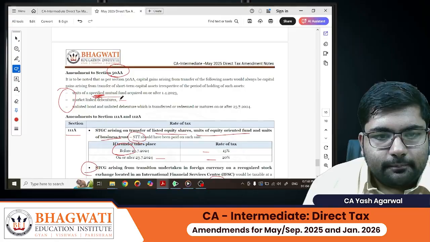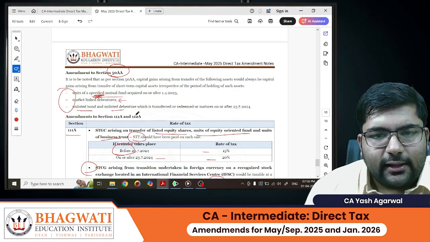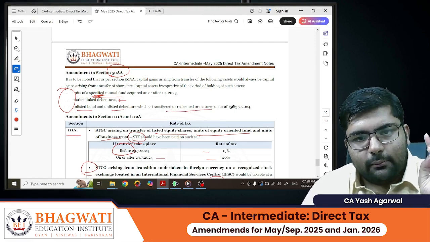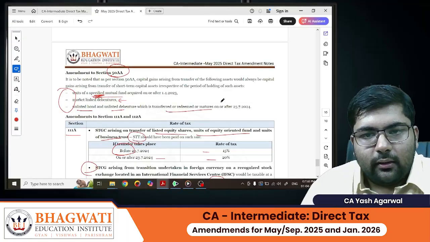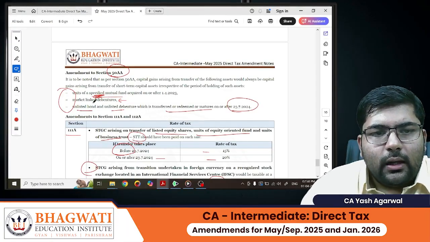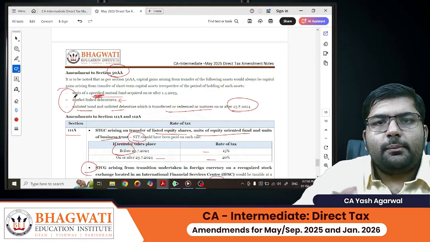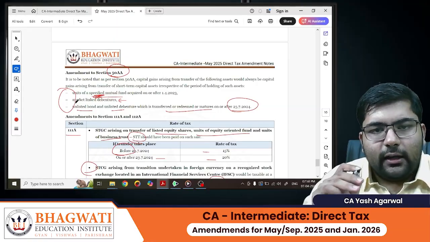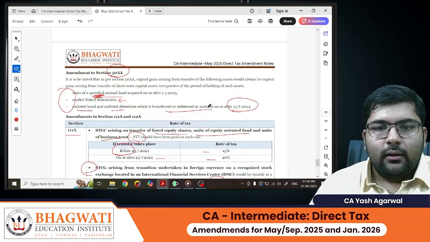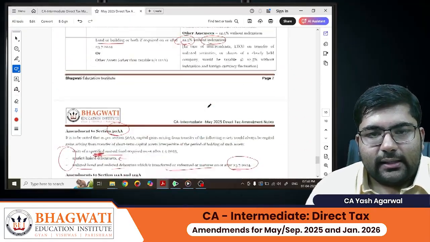Market-linked debenture. Second item. Third item, unlisted bonds and unlisted debentures, transferred, redeemed, or matured. All scenarios, whether you sell them, they get redeemed or they mature, no matter what, on or after 23rd July 24. So the capital gains arising on transfer of these items will always be considered a short-term capital gain only. No other capital gain. These will never give you a long-term capital gain. So these are all of your amendments related to capital gains and other items.